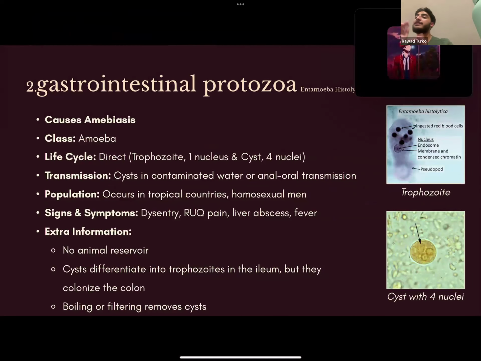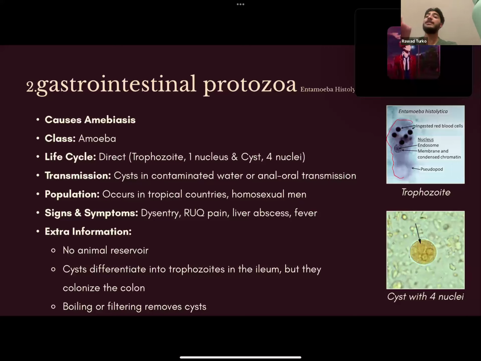The first thing that I want you guys to notice is the difference in appearance of the trophozoite in Giardia lamblia and Entamoeba histolytica. In Giardia lamblia, the trophozoite had 2 nuclei. Here it has 1 nucleus, and you might ask, what are these little black dots? These are ingested red blood cells. This is very specific to Entamoeba histolytica. Their trophozoites ingest red blood cells. Sometimes you'll find them inside the trophozoite.